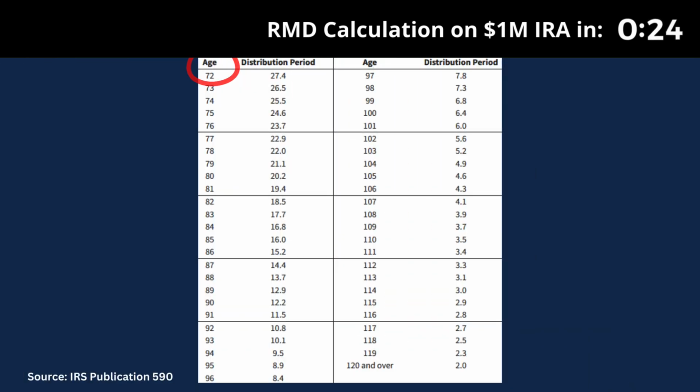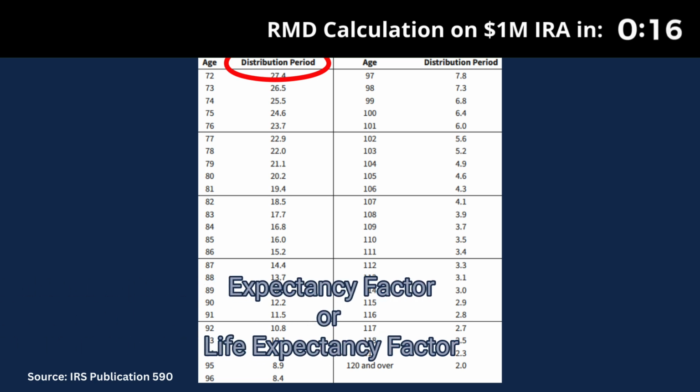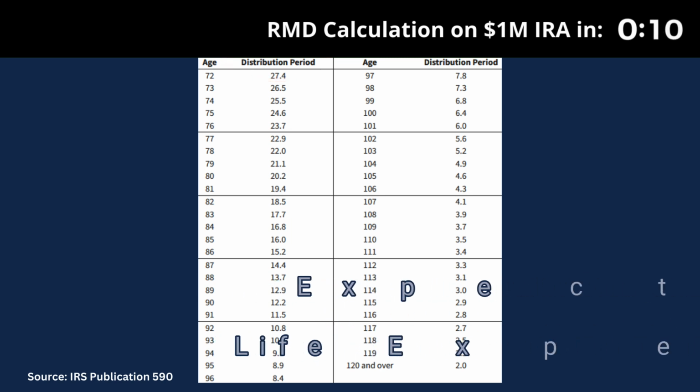One is the age, and the other is the distribution period. Now, the distribution period is also sometimes referred to as expectancy factor or life expectancy factor. You know, as if taxes aren't complicated enough, let's go ahead and call the same thing by several different names. But I digress. So this is where the distribution period number from that first formula we saw comes from.